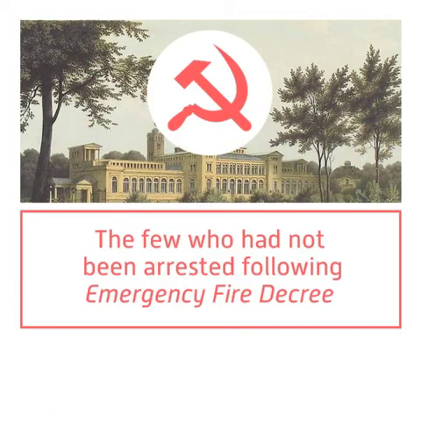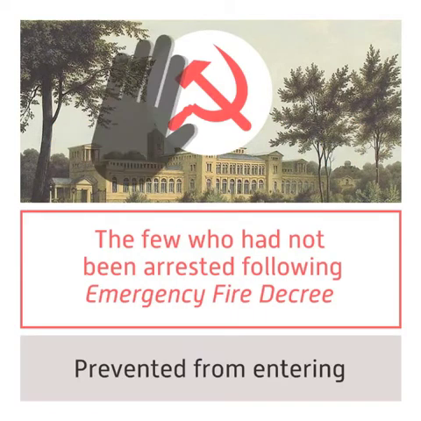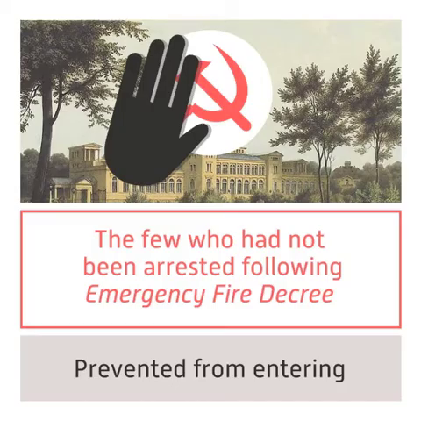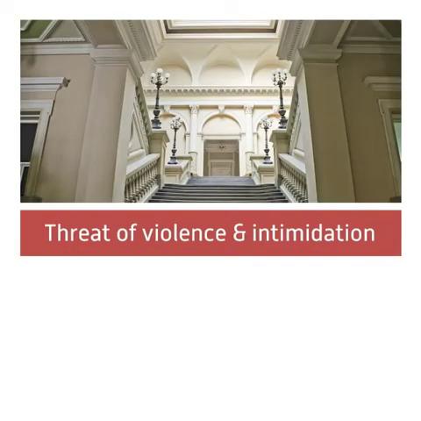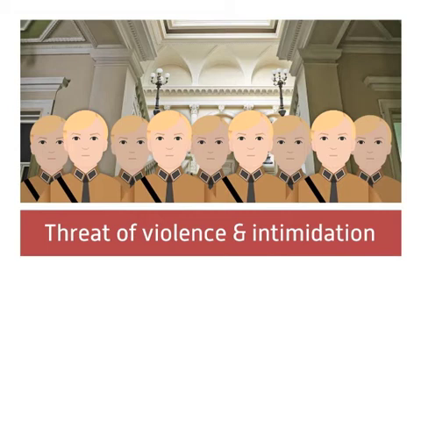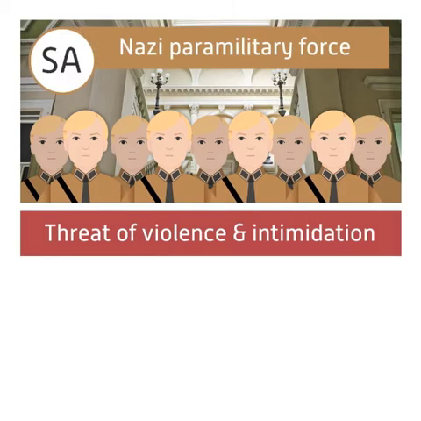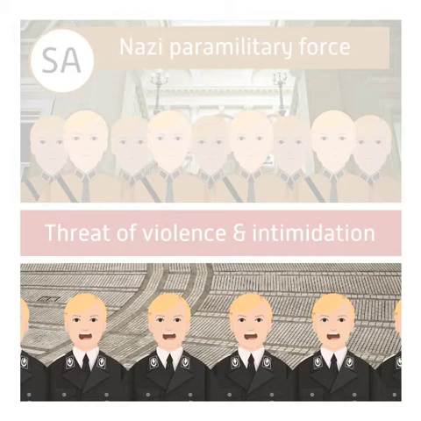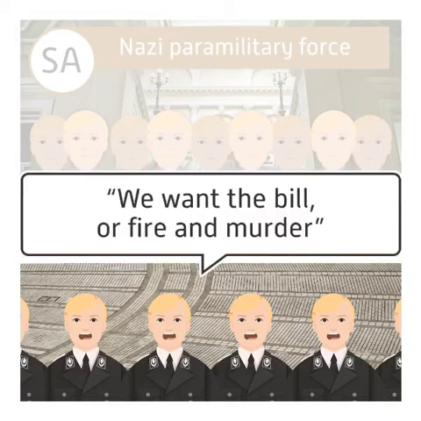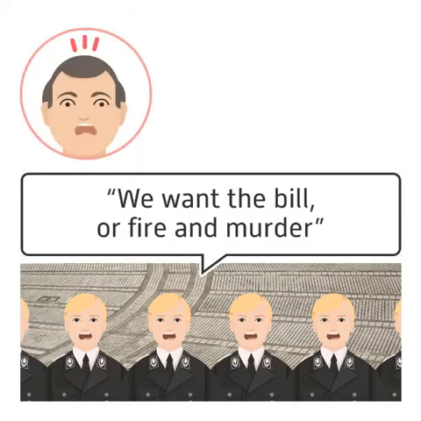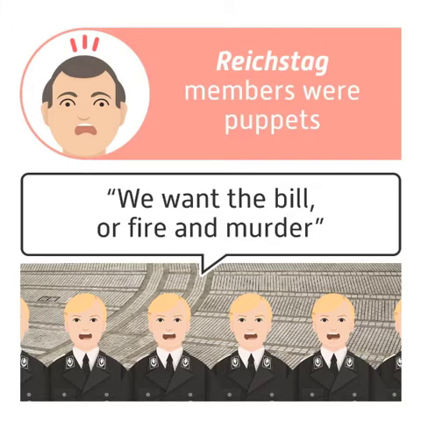The few communists who had not been arrested following the emergency fire decree were prevented from entering. The threat of violence and intimidation continued inside the Opera House. MPs were confronted with lines of SA, the Nazi paramilitary force. They were stood around the surrounding walls. Outside, the SS chanted loudly, "We want the bill, or fire and murder." Terrified amidst the atmosphere of threat and violence, the Reichstag members were puppets.